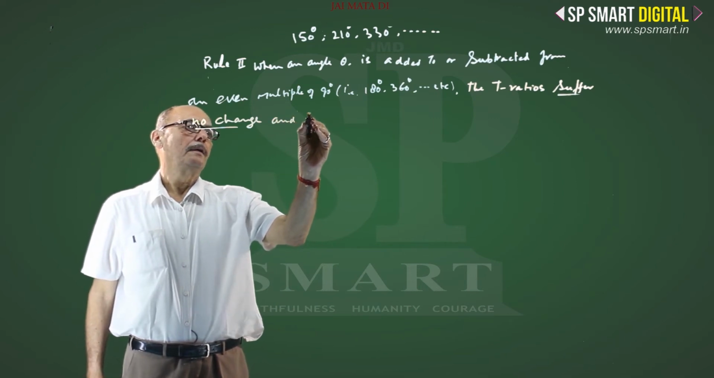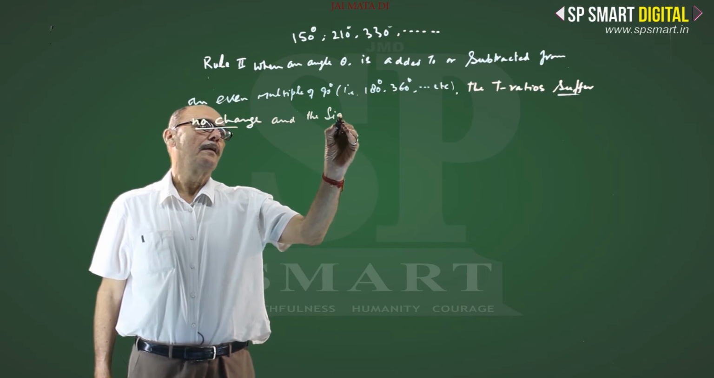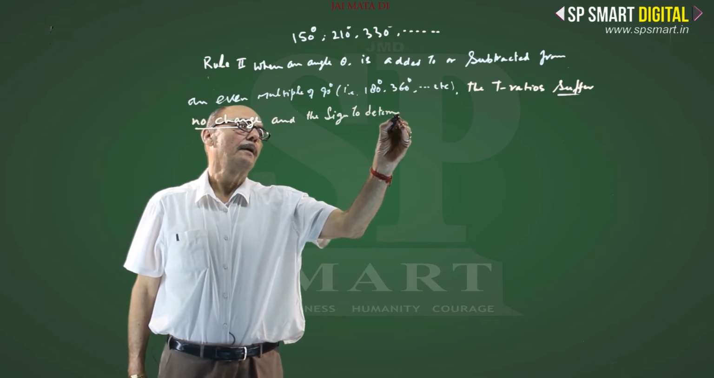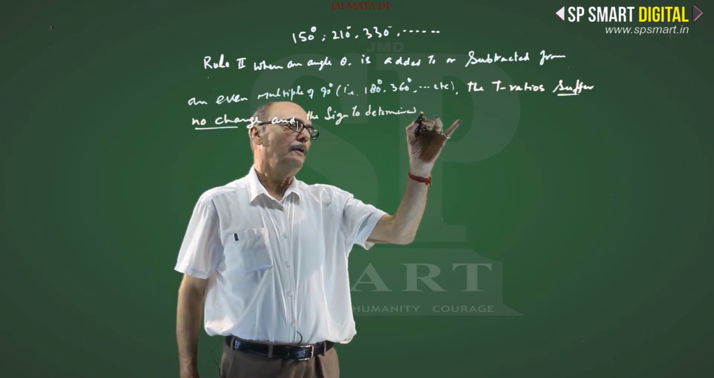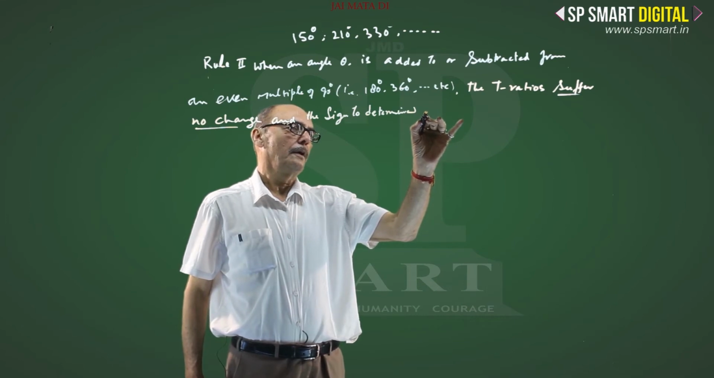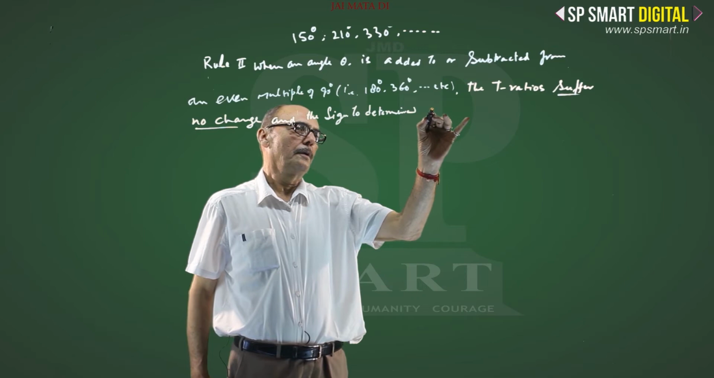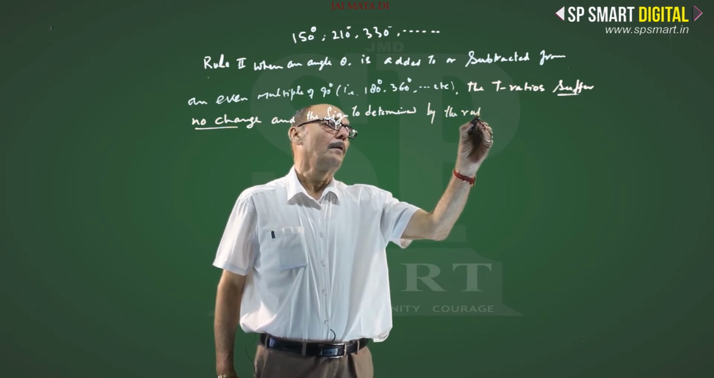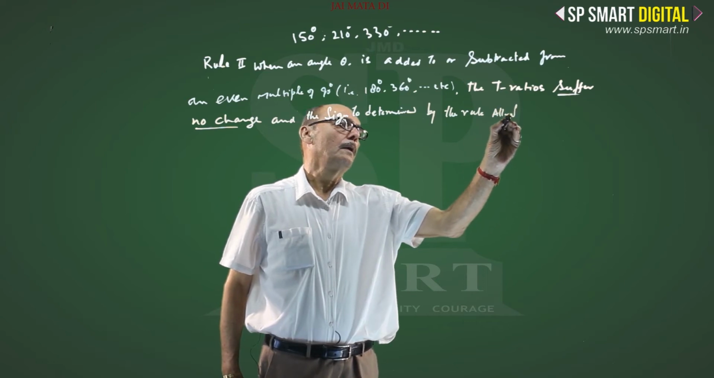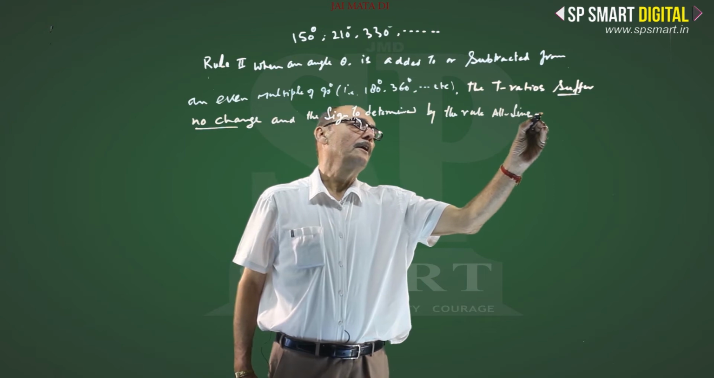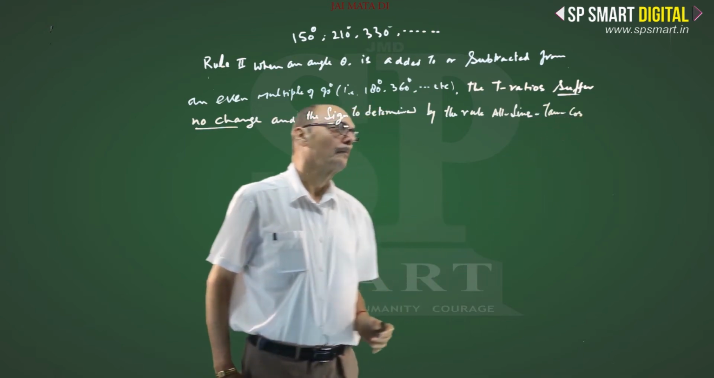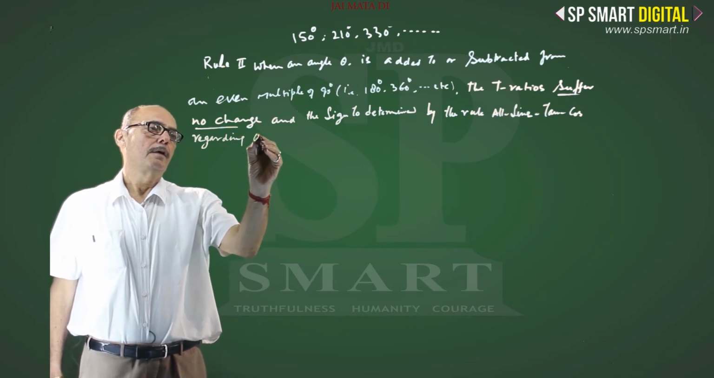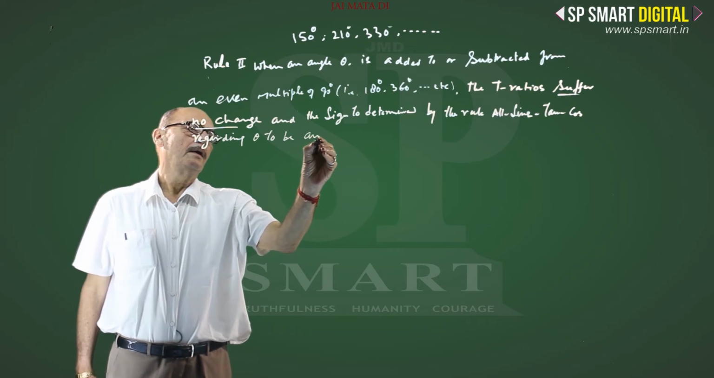And the sign is to be determined by the rule all, sin, tan, cos, regarding theta to be an acute angle.